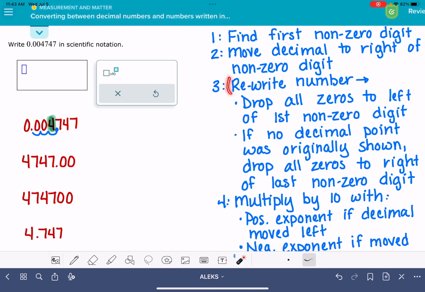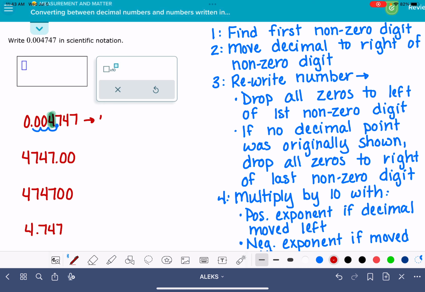Then I'm going to rewrite my number. Notice that I'm going to be dropping all of the zeros that are to the left of the first non-zero digit. So here's my first non-zero digit, and all of the zeros that are to the left of that are just going to get dropped. So this is going to be rewritten as 4.74. Skip on down here to step number 4. We'll talk about this in a second.